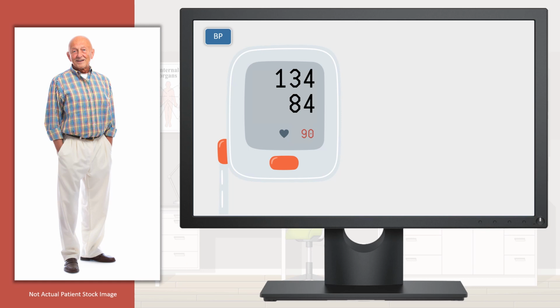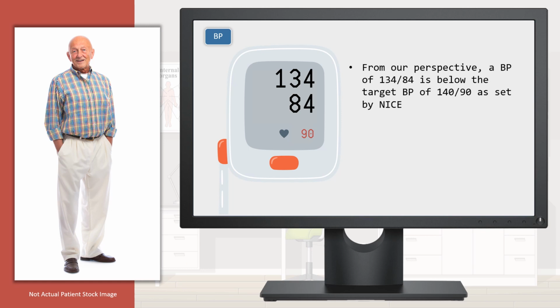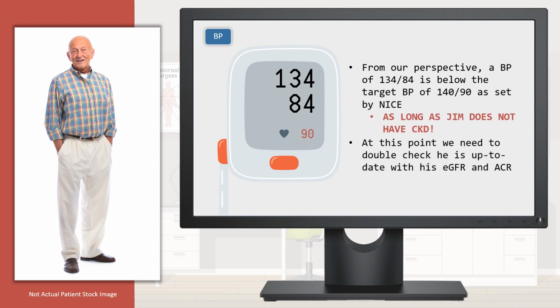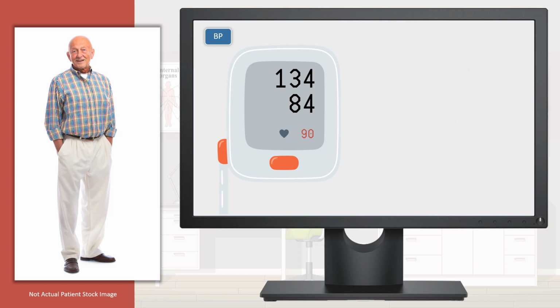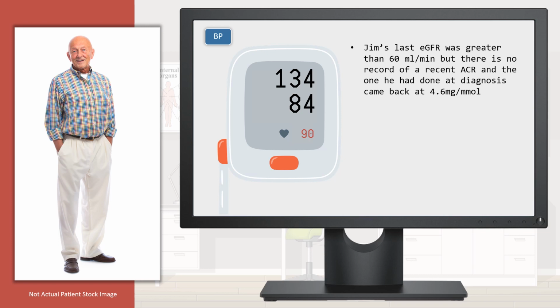So, moving on. From our perspective, a blood pressure of that is below the target set by NICE, as long as Jim does not have CKD. And so therefore, we do need to double check where he is up to with his EGFR and his ACR. His last EGFR was greater than 60, but there's absolutely no record of a recent ACR. And the one he had at diagnosis came back as being 4.6.